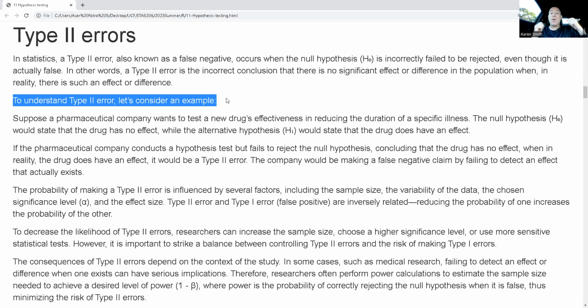In some cases, such as medical research, failing to detect an effect or difference when one exists can have serious implications. Therefore, researchers often perform power calculations to estimate the sample size needed to achieve the desired level of power, which is denoted 1 minus beta, where power is the probability of correctly rejecting the null hypothesis when it is false, thus minimizing the risk of a type 2 error.